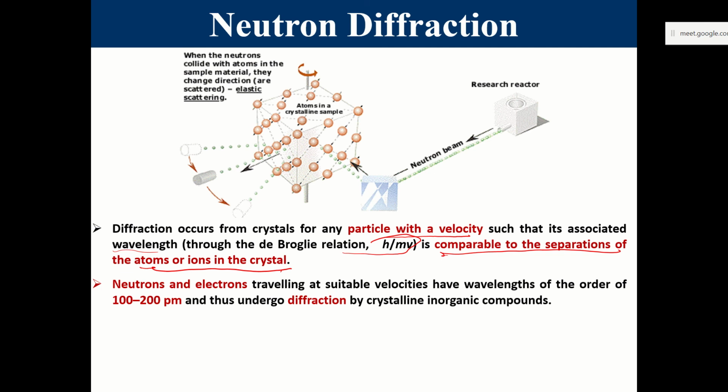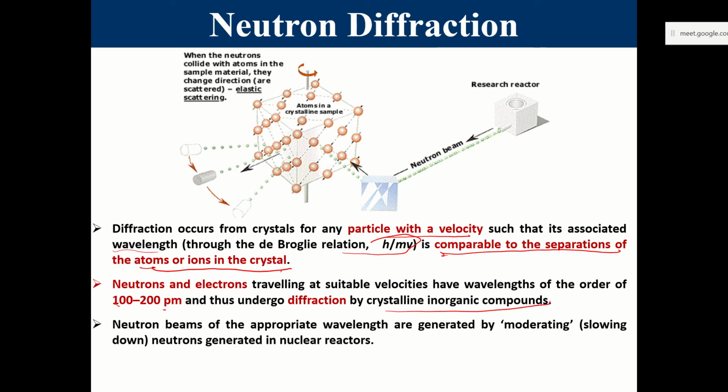Usually neutrons traveling at that speed have wavelengths of 100 to 200 picometers. A picometer is 10 to the power minus 12 meters, so that is about 1 to 2 angstroms, and thus they undergo diffraction by crystalline organic compounds. So this is the separation, and that's good.